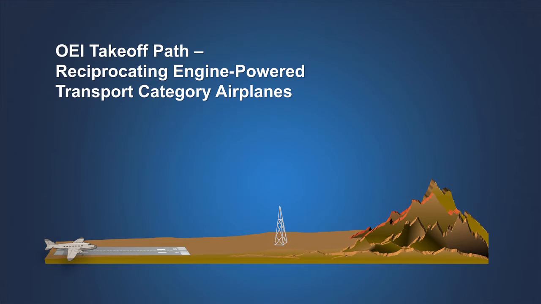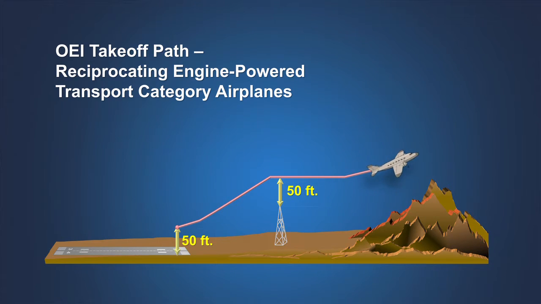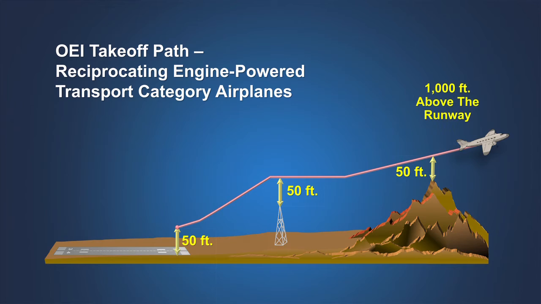Looking back, a reciprocating engine-powered transport category airplane, like the DC-6 or Lockheed Constellation, following an engine failure on takeoff at V1 speed, was required to clear obstacles by 50 feet at any point until the airplane's actual height above the runway was 1,000 feet. In the 1950s, it was recognized that the 50 feet of obstacle clearance after an engine failure was not sufficient to support the new generation of jet airliners that were on the horizon.